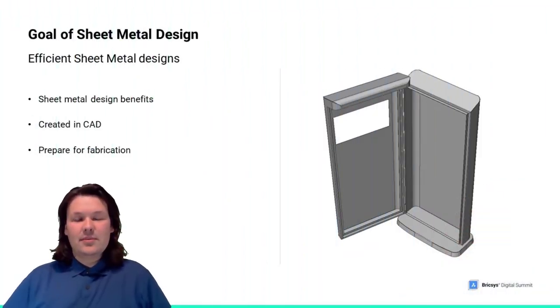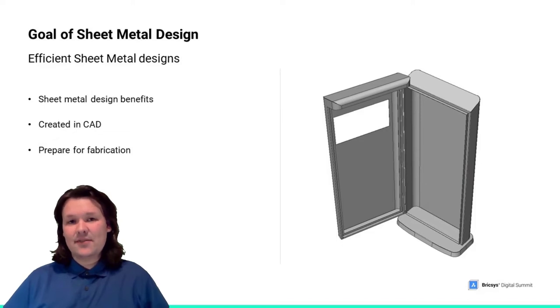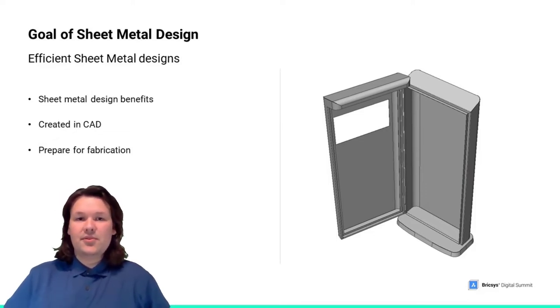The goal of sheet metal designs is to create them efficiently, meaning that the design process itself is efficient, that the design easily translates its intent, and as a result also efficiently translates the manufacturing information to be able to manufacture the parts.